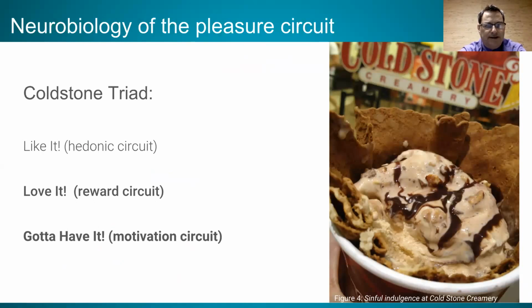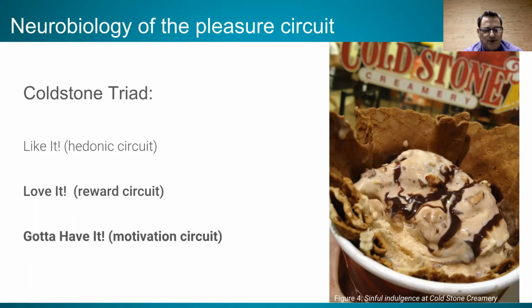Okay, so a little bit on the neurobiology of the pleasure circuit. I think most of you have heard of the role of dopamine in addictions, and that's certainly the case. But it's a little bit more complicated than that. In the last probably 10 years, neuroscientists have elucidated another component to the pleasure circuit, and that's the hedonic circuit. And this is probably my drug of choice, ice cream.